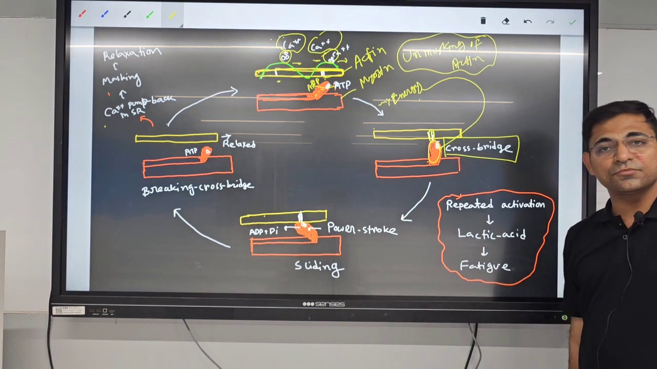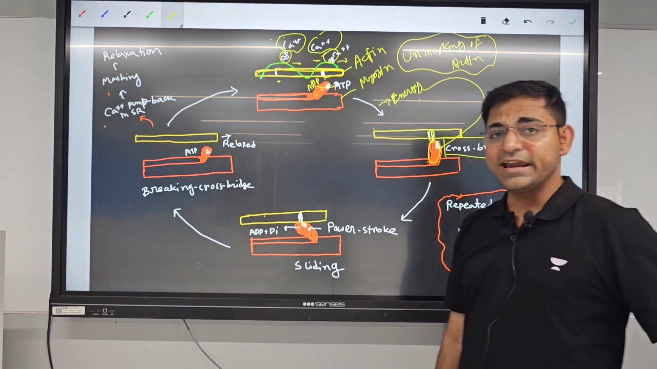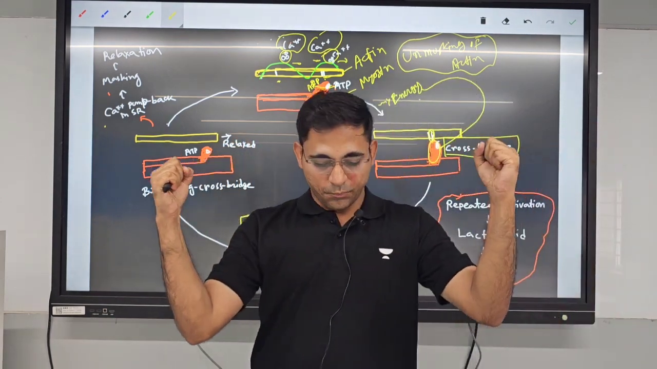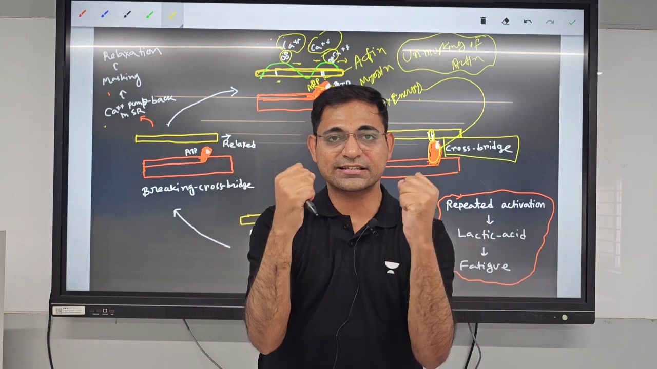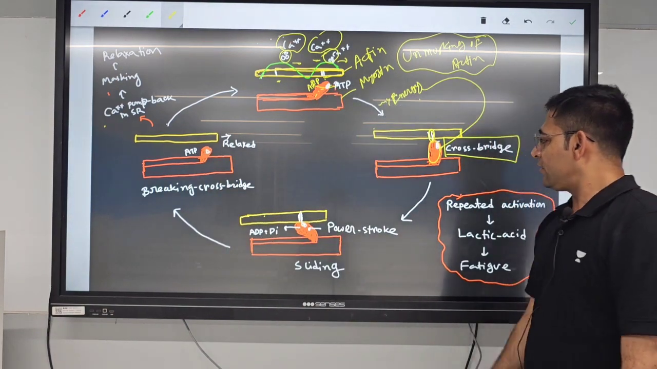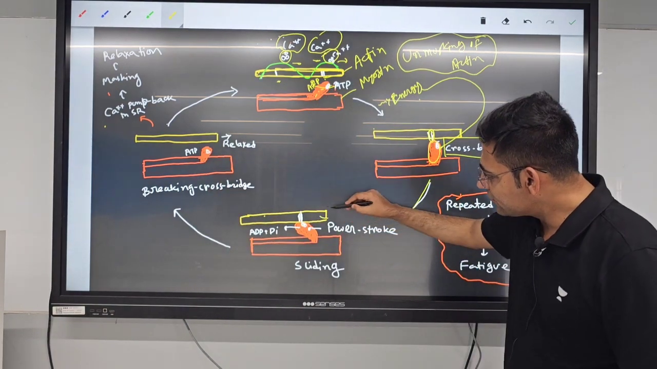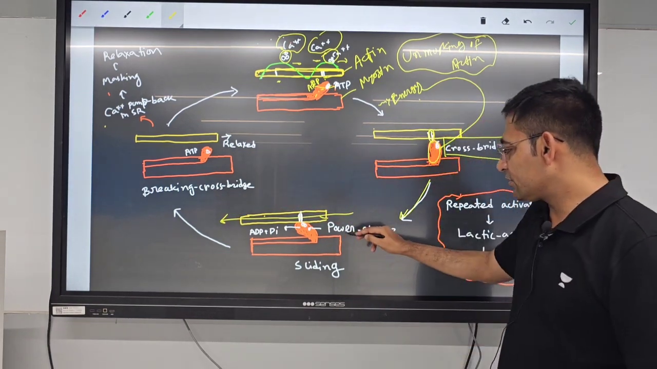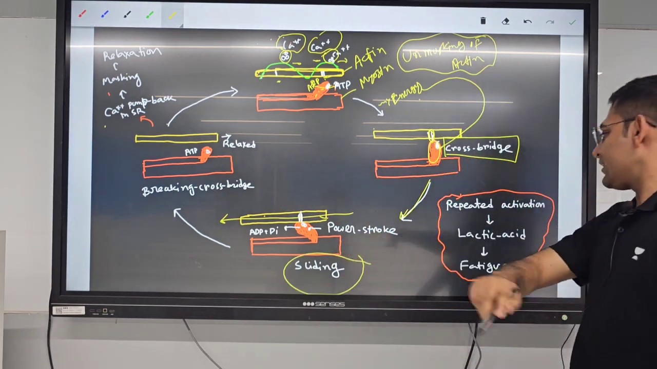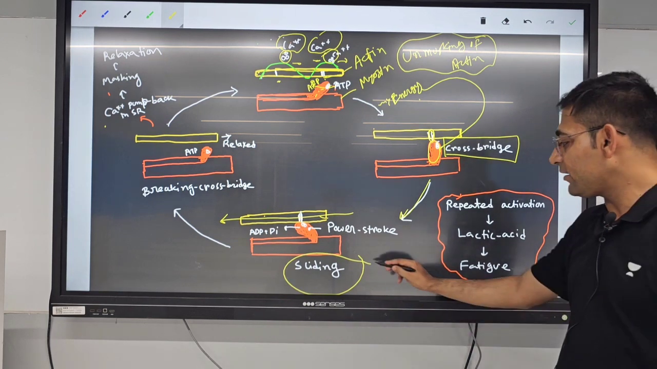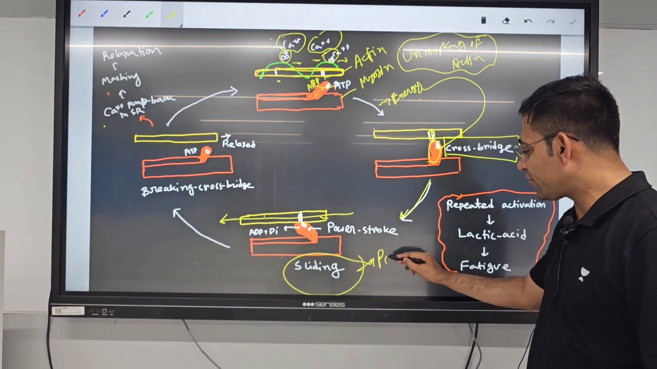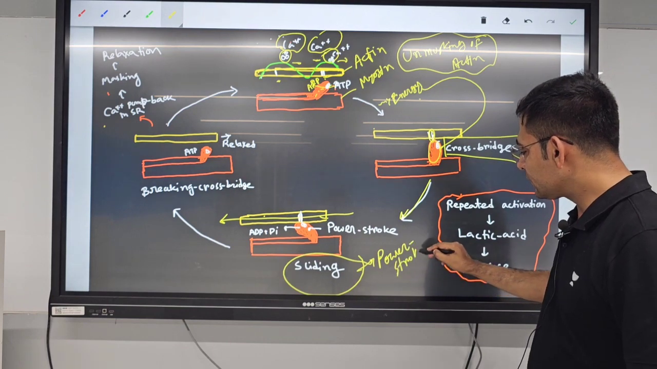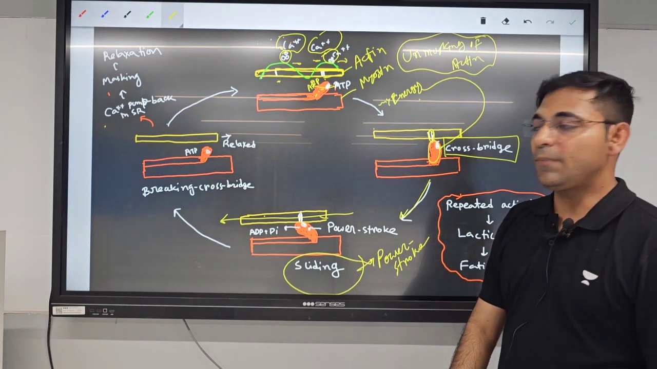Now as soon as there is cross bridge formation, it has to pull the actin filament towards the center. Okay, so it's pulling the actin filament in this direction. So this is called sliding, or power stroke.